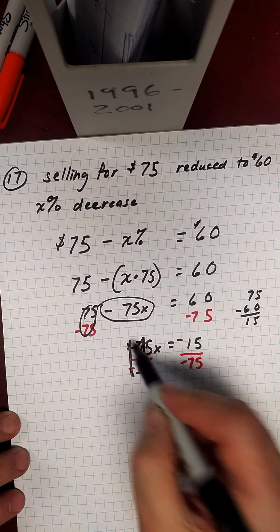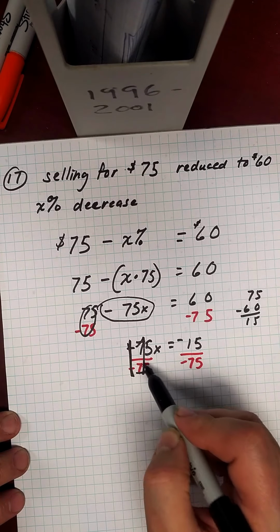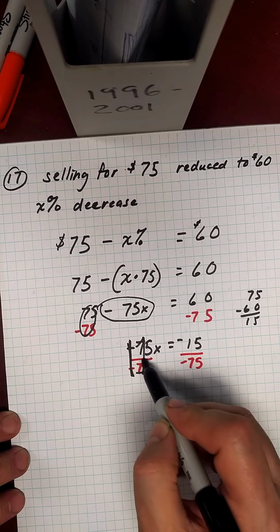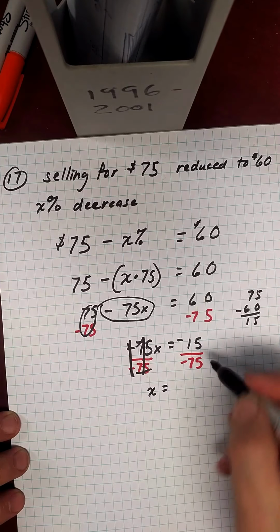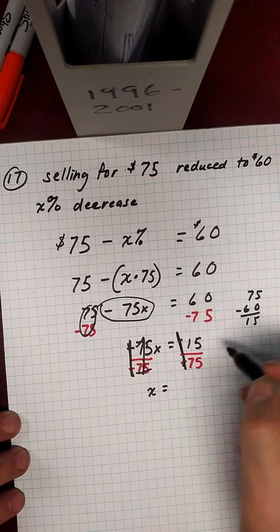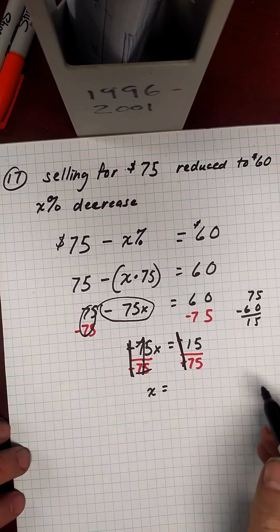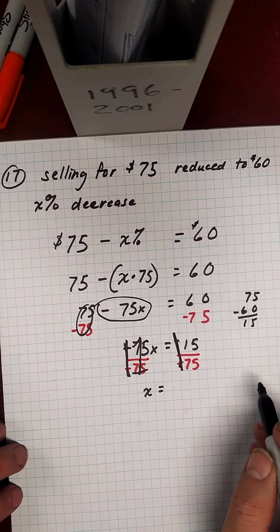Okay, so once again, two negatives always cancel. Anything over itself is 1, or divided by itself is 1. 1 times x gives us x. Here, our two negatives are going to cancel, and we're going to have 15 divided by 75.